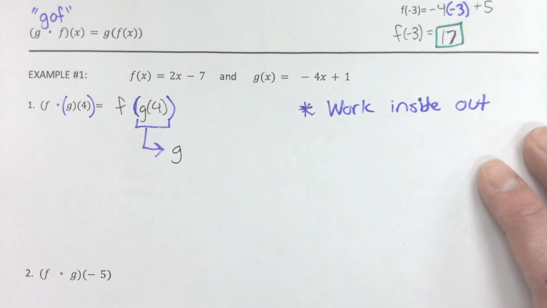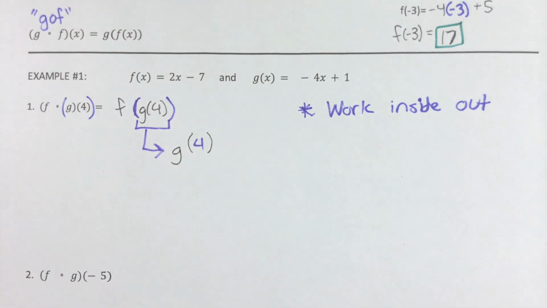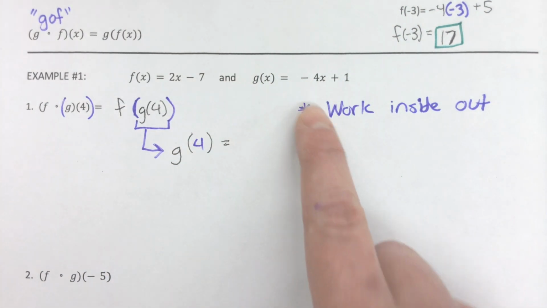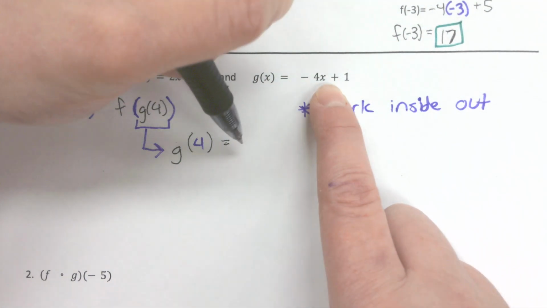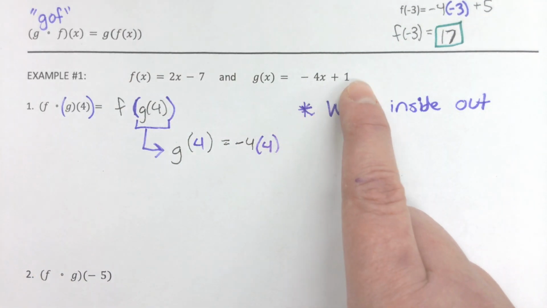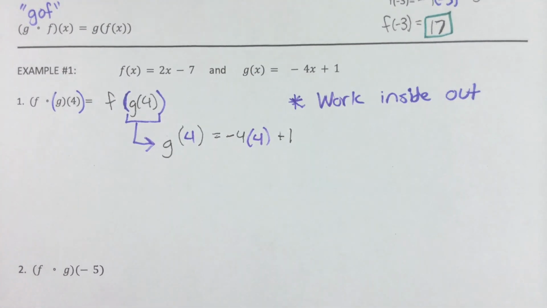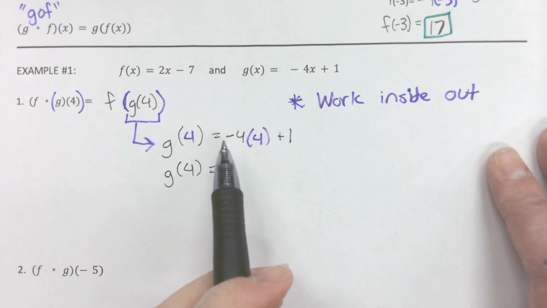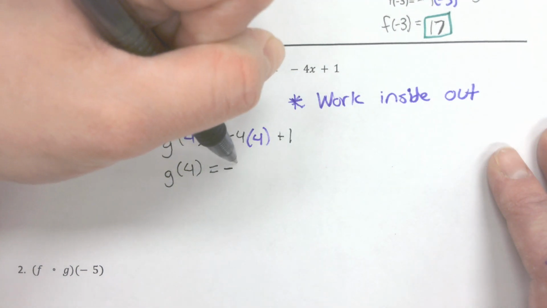Our problem here is g of 4. We have our equation above, so just like I did in the previous example, I'm going to plug a 4 into the x's. So we have negative 4 times 4 plus 1. Again, you can do that in your head or use a calculator. I'm just going to talk aloud for this one. Negative 4 times 4 is negative 16, plus 1 is negative 15.